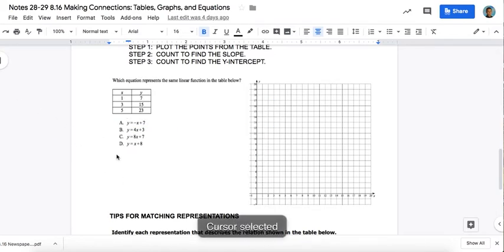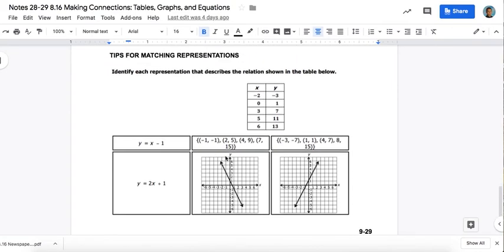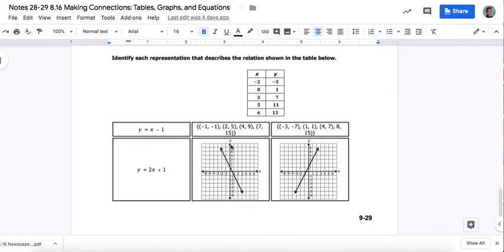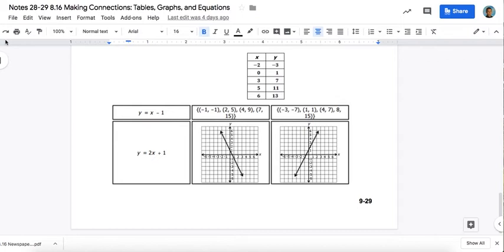Okay, and our last idea on this page is tips for matching representations. It says identify each representation that describes the relation shown in the table below. So the first thing I notice is that the x is 0, so that's my y-intercept. But if you look at the graphs, they both have a y-intercept of 1. Okay, there's 0, 1, there's 0, 1.